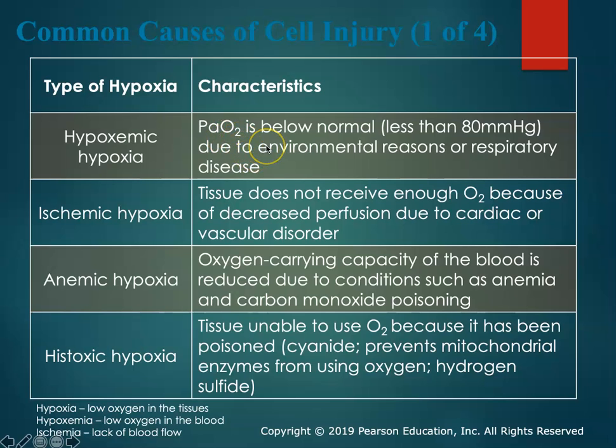Okay, so hypoxia, right? Basically that the oxygen level is below normal, so less than about 80 millimeters of mercury. And this can be due to environmental reasons or because of respiratory disease, okay? So if the oxygen levels of your blood are too low, this then will lead to your cells not getting enough oxygen, right? And we talk about ischemic hypoxia. The reason why your cells or the tissues don't receive enough oxygen is because there is decreased perfusion to that tissue due to some cardiac or vascular disorder. Okay, so think about heart attack, right?